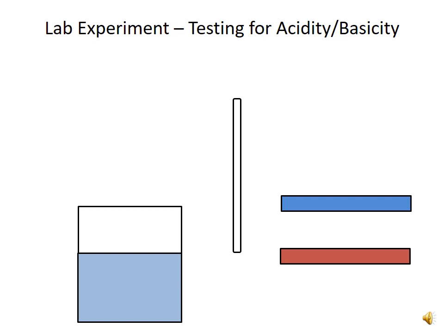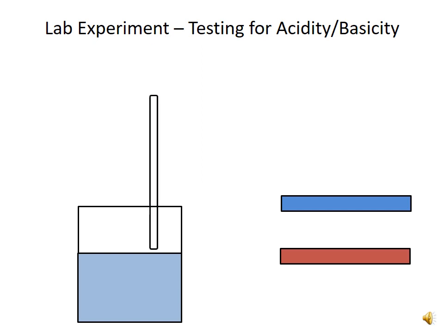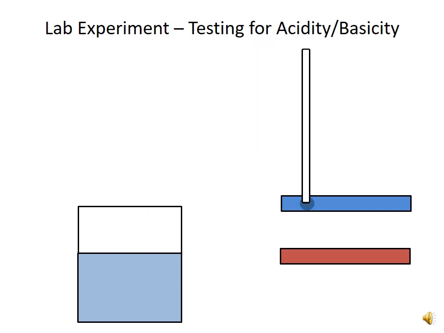And you're going to do this by taking your glass stirring rod and dipping it into the solution and touching it once on blue litmus paper and once on red litmus paper. You do not want to take the litmus paper and dip it into the beaker. This is wasteful of litmus paper. If you use the glass stirring rod in the way that's directed, you should be able to test 3 or 4 different solutions all on a single piece of litmus paper, reducing the waste in the lab.